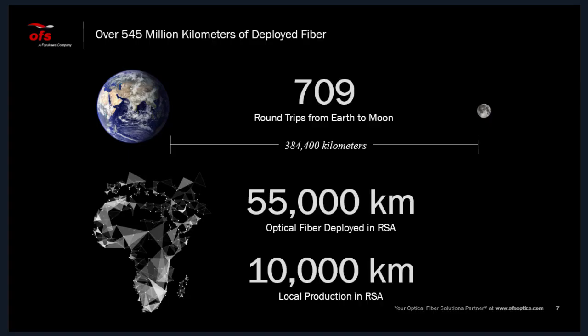Since we started producing fiber, there have been over 545 million kilometers of fiber deployed around the world, which is the equivalent of 709 round trips from the Earth to the Moon. Which is a very big number. Only in South Africa, more than 55,000 kilometers of optical fiber have been deployed, and 10,000 kilometers were produced locally in our factory in South Africa.